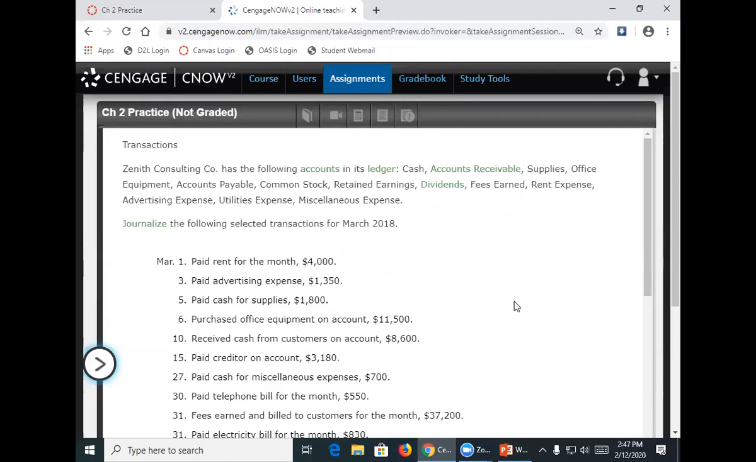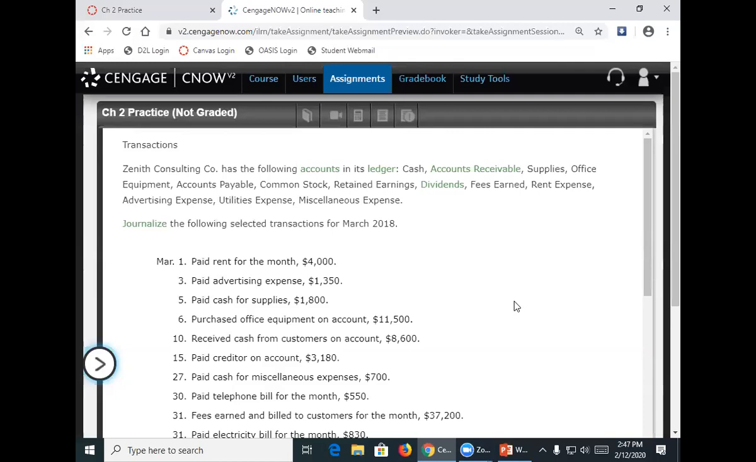On March 1st, we paid rent for the month of $4,000. What two accounts are being affected if I paid rent? Cash and rent expense. Very good. Is cash increasing or decreasing? Decreasing, because we're paying money. Good. So would I debit or credit cash? Credit. So if cash is decreasing and it's an asset, we're going to credit cash.